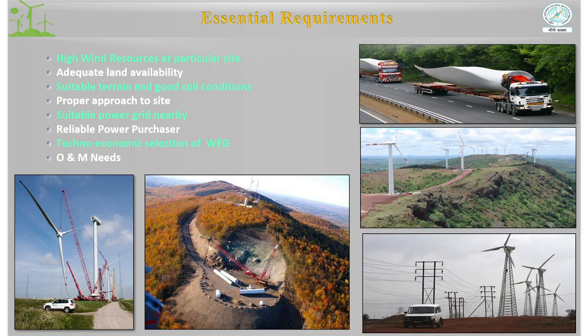Then O&M needs. What is the O&M need? If it is very close to the seashore, a lot of corrosion may be there. You may have to paint it quite often. You may have to clean the wind blade quite often if it's a dusty environment, close to a cement plant or something. O&M needs also you should think of.